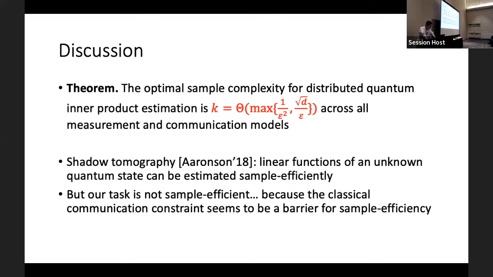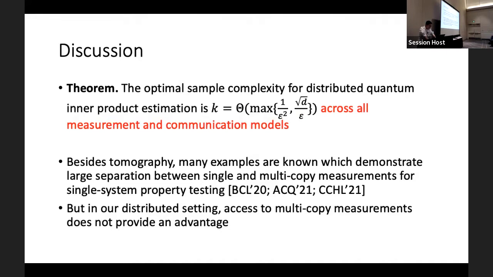And finally, let's focus on the fact that the sample complexity remains the same across all measurement and communication models. So this is interesting because besides tomography, we also have many other examples that are known, which demonstrate large separations between single and multi-copy measurements for single system property testing, as shown by these works. But in our distributed setting, access to multi-copy measurements does not provide an advantage. And it's an intriguing open question to study whether this behavior is only true for the inner product or is true in general.